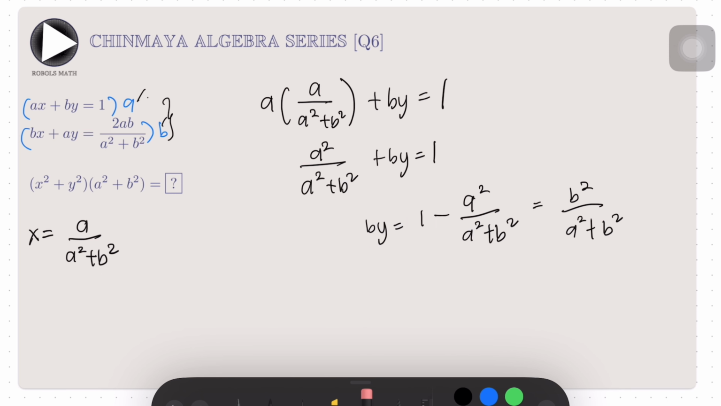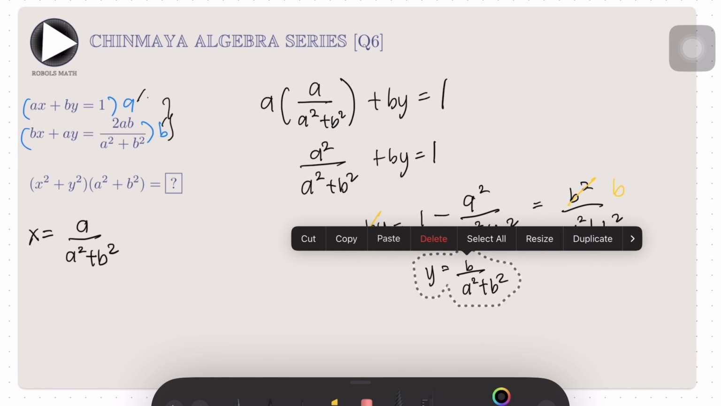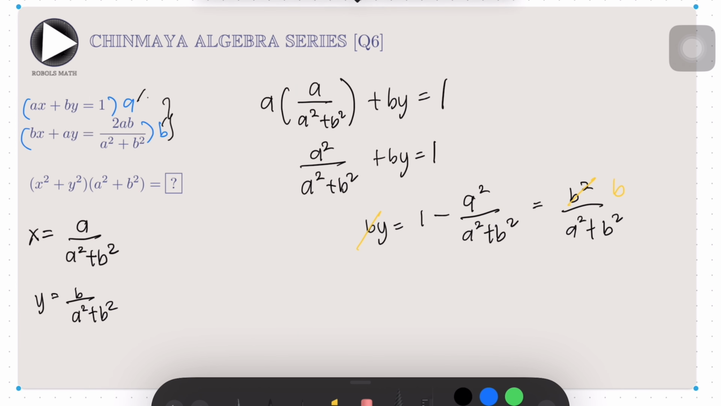And then if we divide both sides by b, this would cancel out, leaving us with b. Therefore, y is equal to b over a squared plus b squared. Almost analogous to x. Actually, without solving for this one, we could argue using symmetry that the result for y should be something related to x, but instead of the numerator being a, it would be b, by using the symmetry of the equation with respect to x and y.